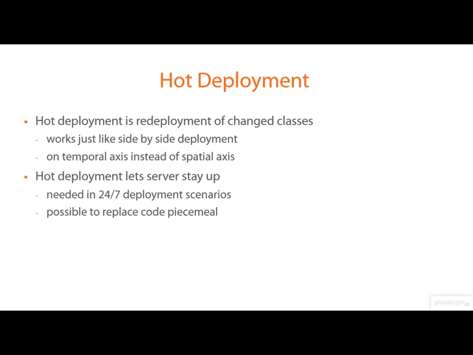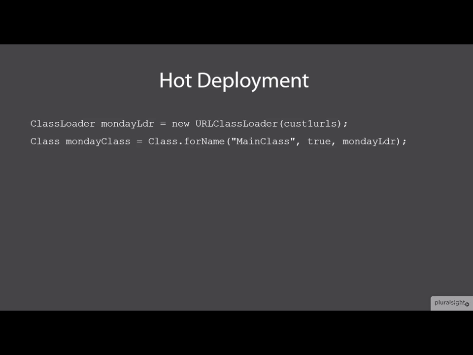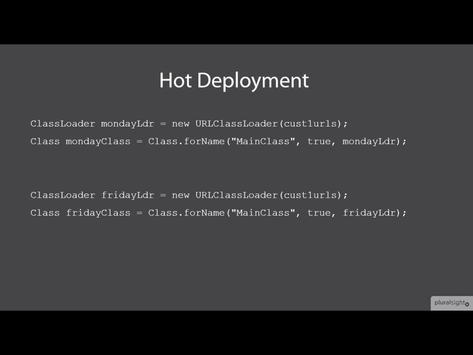So in a hot deployment scenario, the code is similar to a side-by-side scenario. So here we create a new URL class loader. We call Class.forName and load that class using a specific loader. But later on in time, let's say Friday rather than Monday, we could do the same thing. So we can create a new URL class loader based on some custom URL, maybe the same URL that we had before, so the same location.